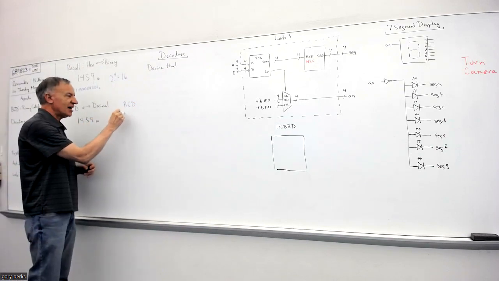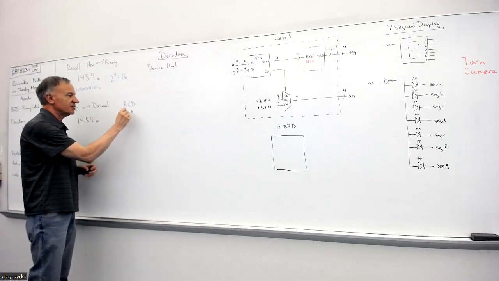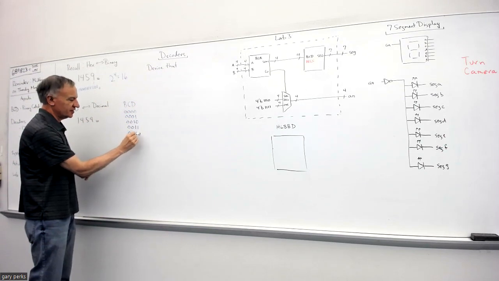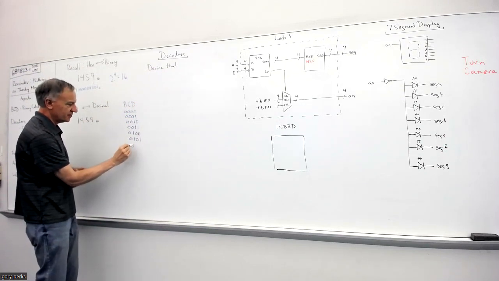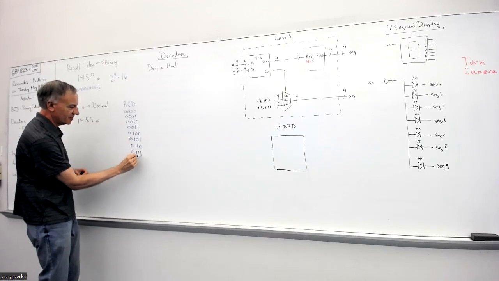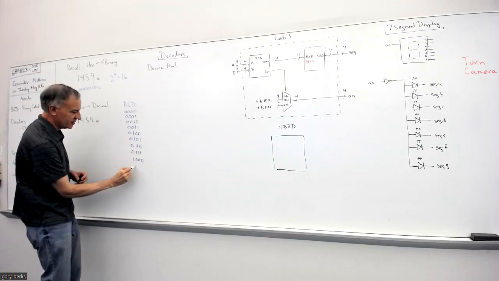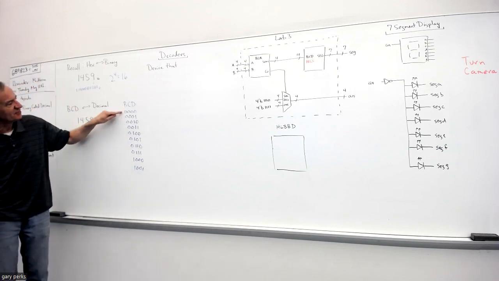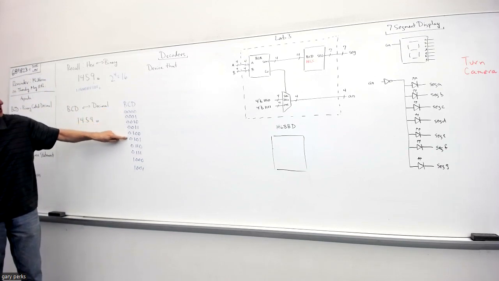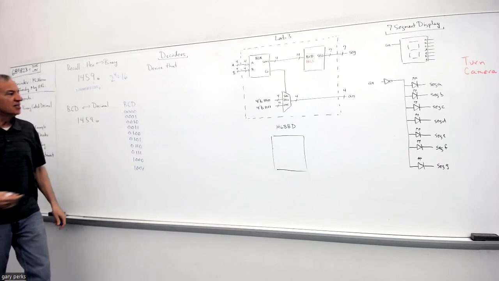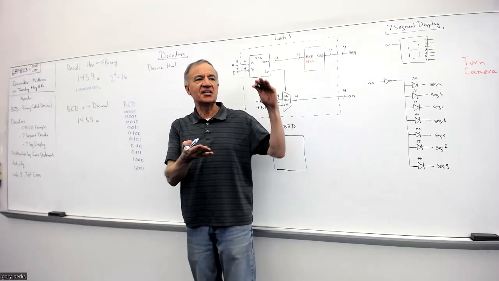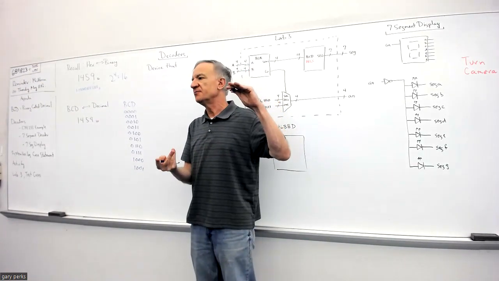So in BCD we have 0000, 0001, 0010, 0011, 0100, 0101, 0110, 0111, 1000, 1001. You see, I'm just counting in binary: 0, 1, 2, 3, 4, 5, 6, 7, 8, 9. So this is all the 4-bit groups you have in BCD, because again, it's just a subset of binary.